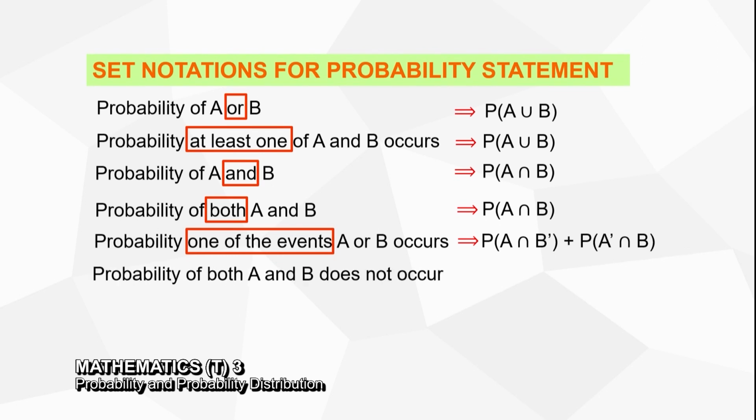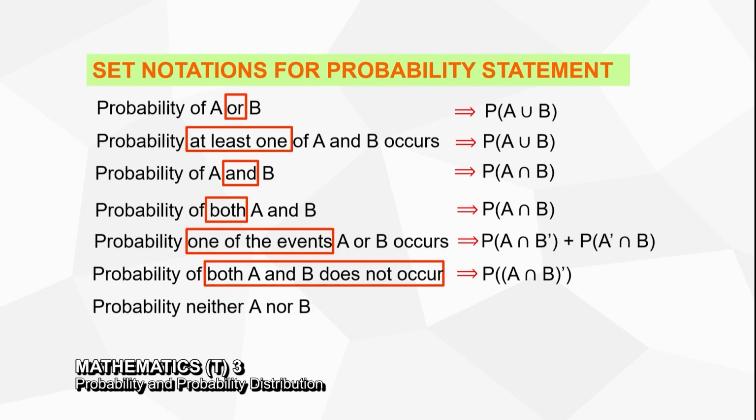Next one is probability both A and B do not occur. So clearly you can see both A and B do not occur. Here we can see very clearly A intersection B. Why A intersection B, Sean? Because of the both. Does not occur, prime. That's right. Then we continue.